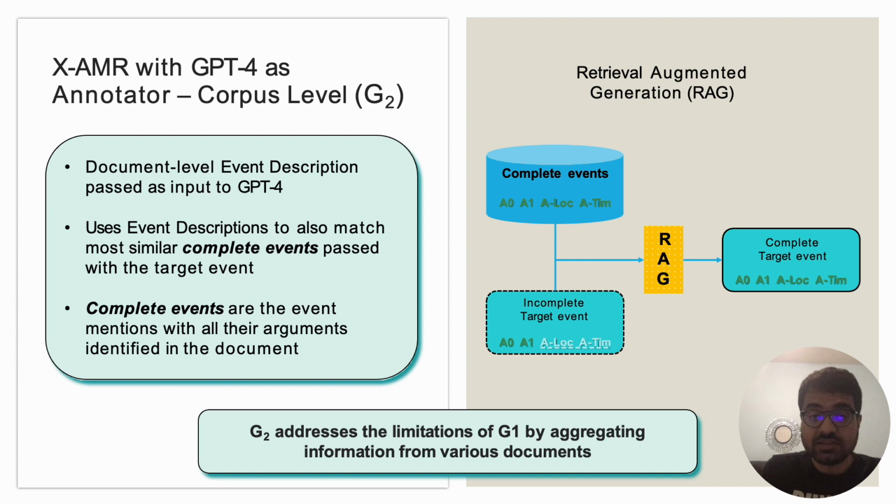GPT-4's task is to then identify the most suitable complete event in doing the X-AMR annotation in a retrieval augmented generation methodology. Consequently, G2 addresses the limitations of G1 by aggregating information from various documents and not just the document in which the target event appears.